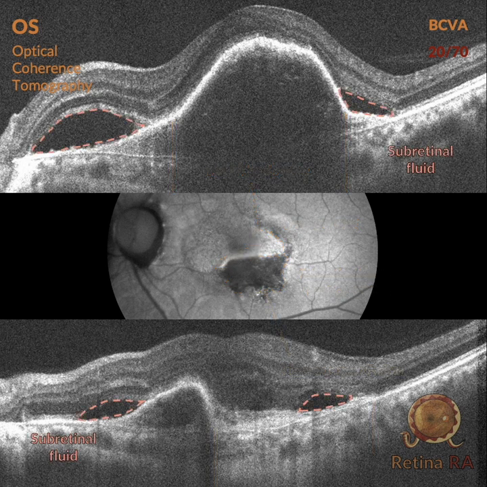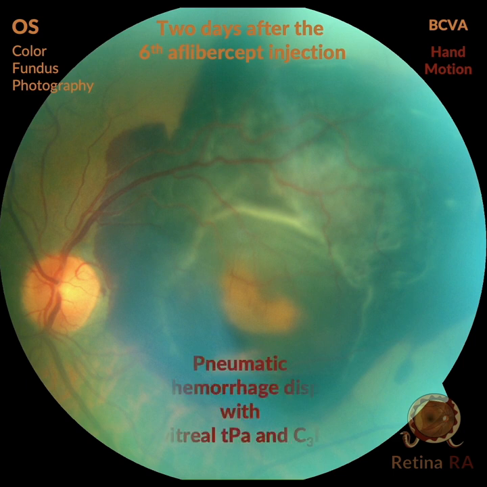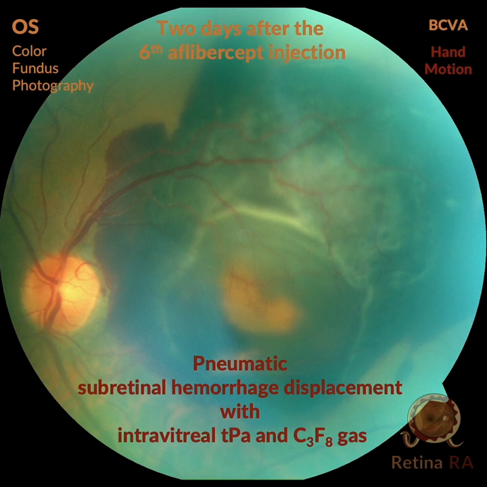image. 2 days after the 6th aflibercept injection, a massive submacular hemorrhage developed and the visual acuity of the patient decreased to hand motion. The patient underwent pneumatic subretinal hemorrhage displacement with intravitreal TPA and C3F8 gas. He remained in a prone position for 3 days after the operation.